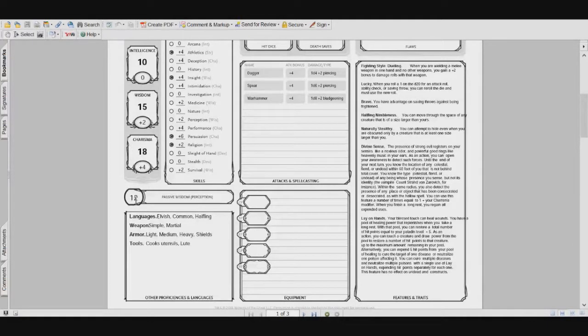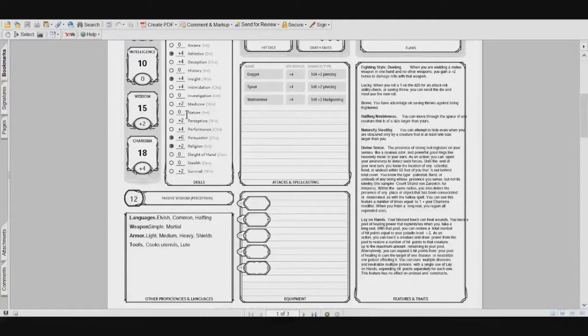So any passive skill that you need to make, like any passive nature skill, for example, using this right here, would be a +0. So it would be 10 base. Any passive religion check would be a 12 base, because of the +2 to religion right there.